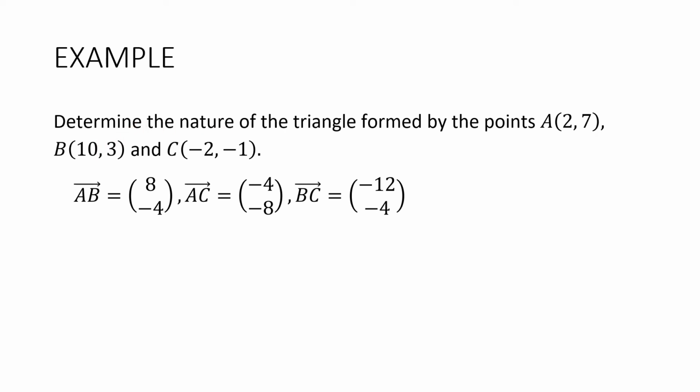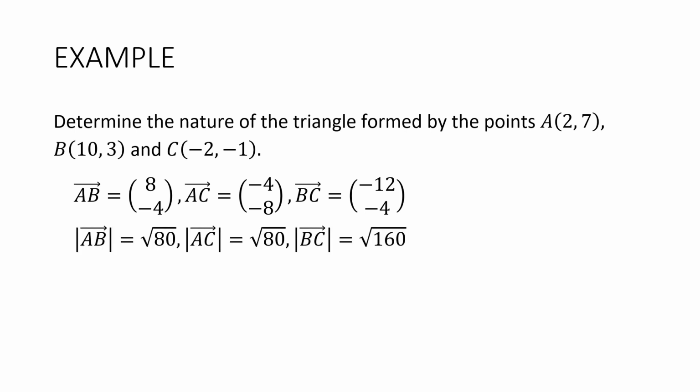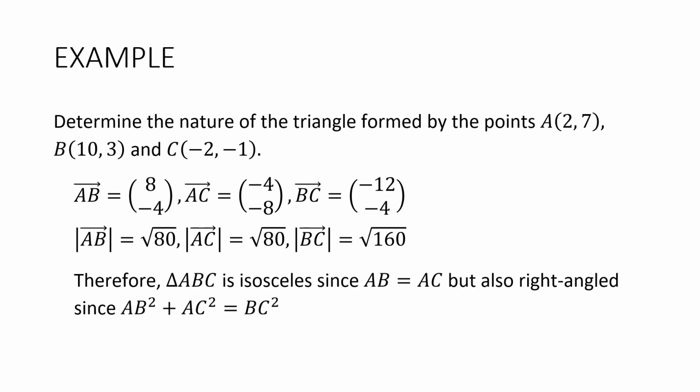All right, from there we're going to work out the magnitudes just by doing Pythagoras' theorem. So the magnitude of AB is square root of 80, AC is the square root of 80, and BC is the square root of 160. So we have an isosceles triangle here. We also have a right angle triangle, and you may not have spotted this, but square root of 160 all squared is equal to the square root of 80 all squared plus the square root of 80 all squared. So the triangle is isosceles and also right angled.